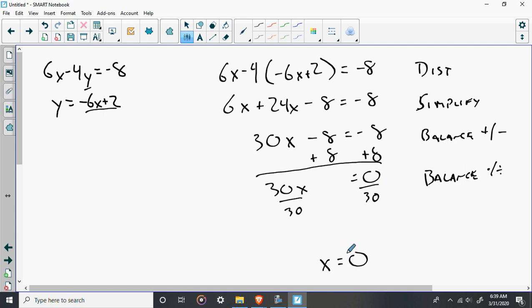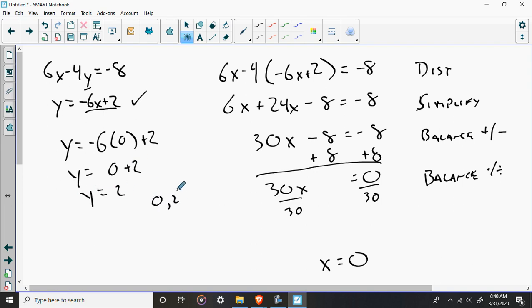Okay? Again, let's get y. How do we get that? We're going to plug back into this one. Y is equal to -6 times 0 plus 2. And you'll find out that -6 times 0 is 0. And 0 plus 2 is 2. So our answer is 0, 2.